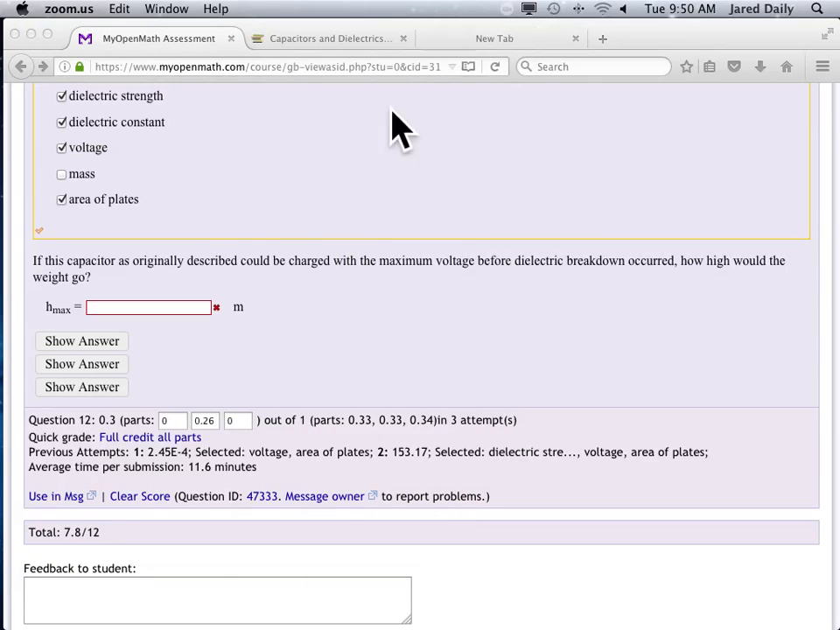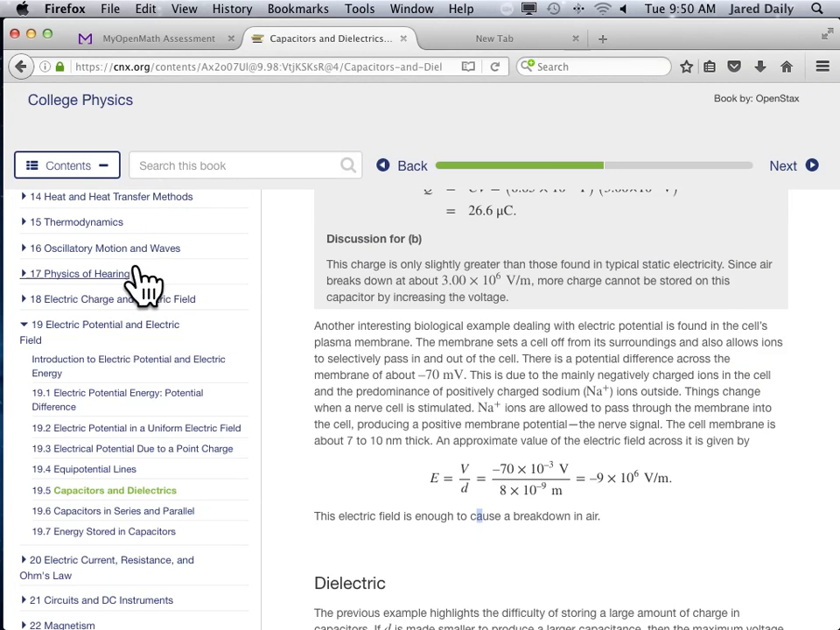Let's get out of Zoom here. And let's go to our book and move to chapter 20.